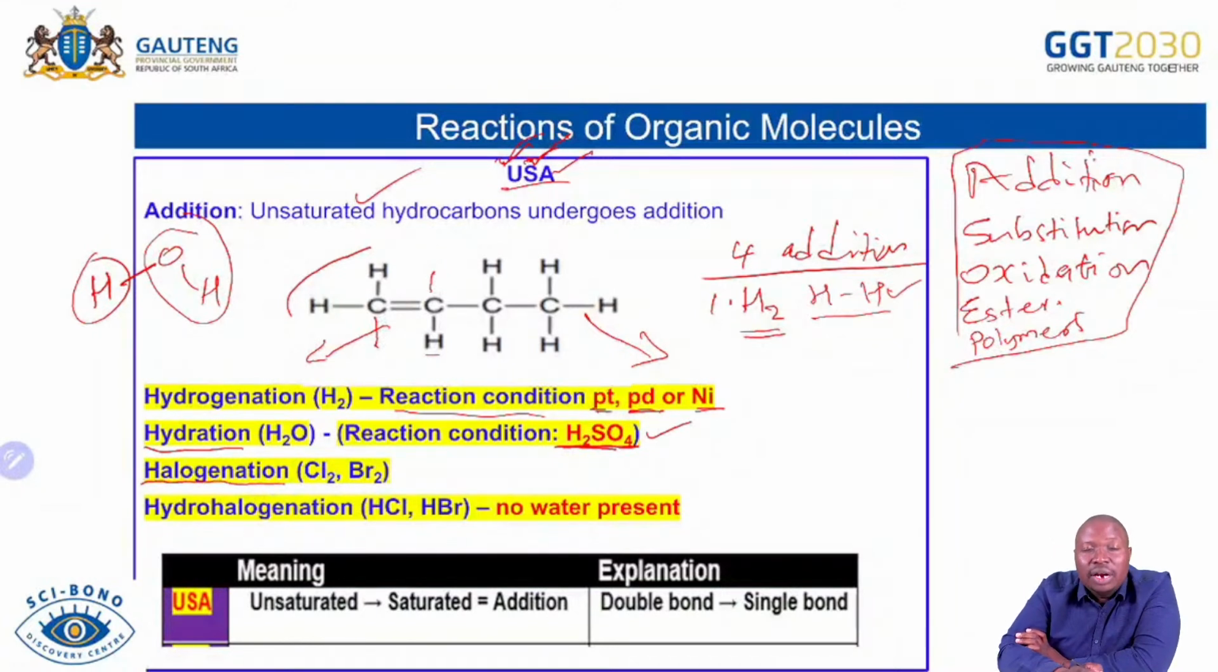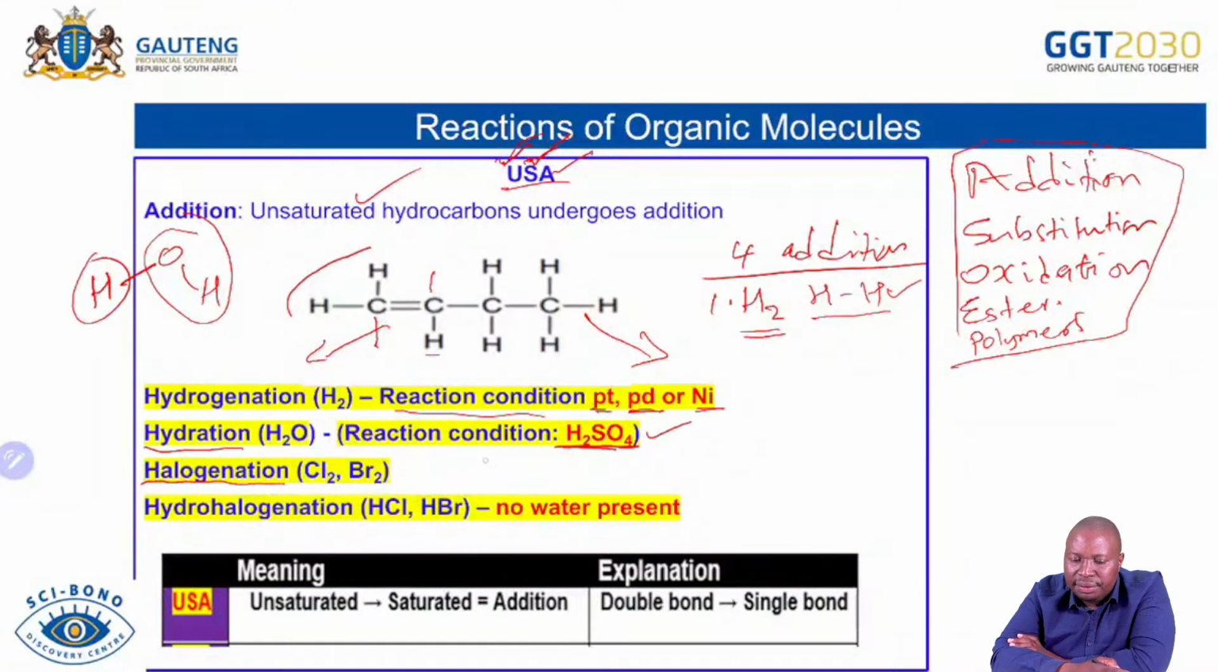The good thing about halogenation is that it is spontaneous. You don't have to use any catalyst. Immediately when you add Cl2 or Br2 there, it will just go and add on the double bond. It doesn't need any catalyst. That is the addition reaction.